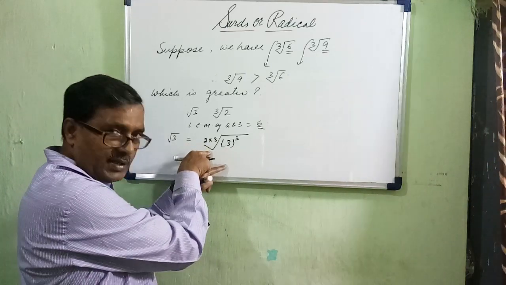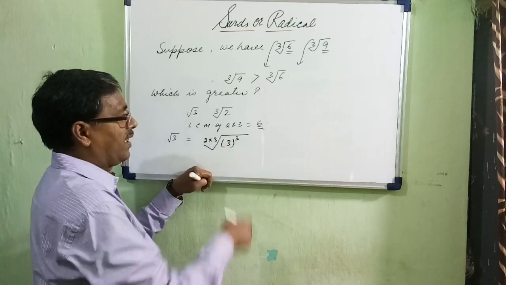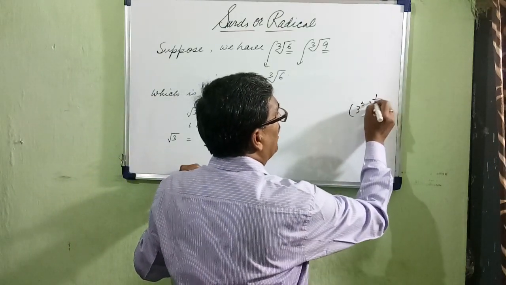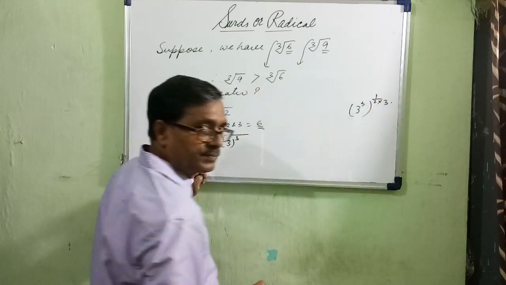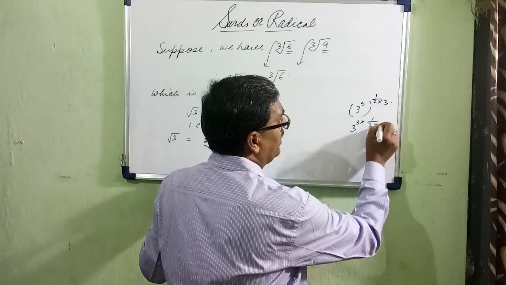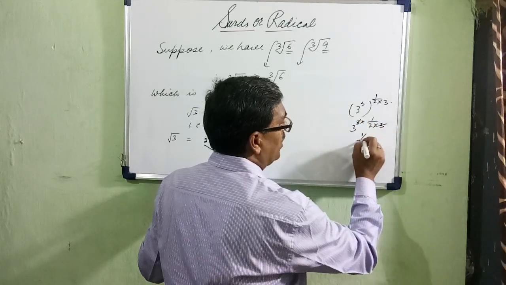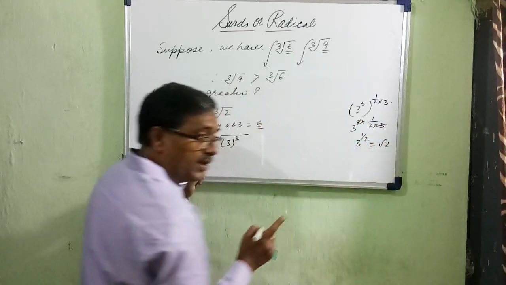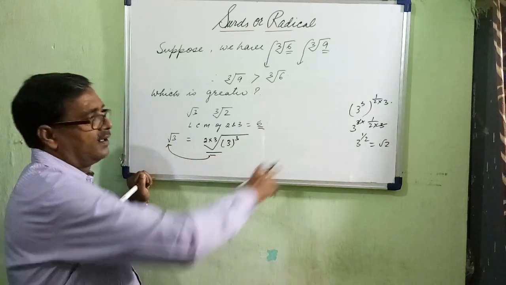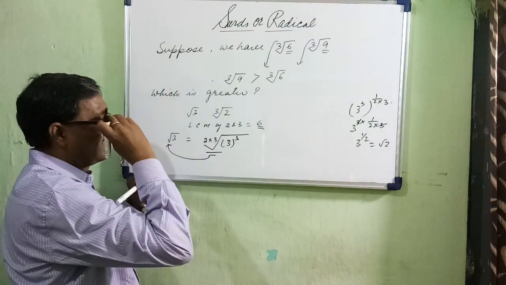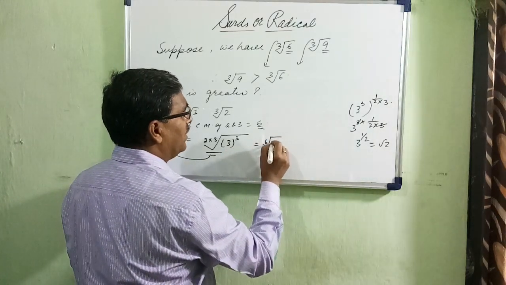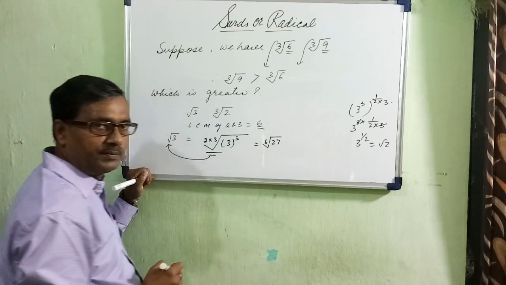Why? The reason behind it, if you simplify, what will you get? 3 cube to the power 1 by 2 into 3. So 3 cube into 1 by 2 into 3. 3 cancel, 3 to the power 1 by 2. Is it not root 3? Means this result is same as this one I have shown there, and therefore now it is equal to how much? 6th root of 27.